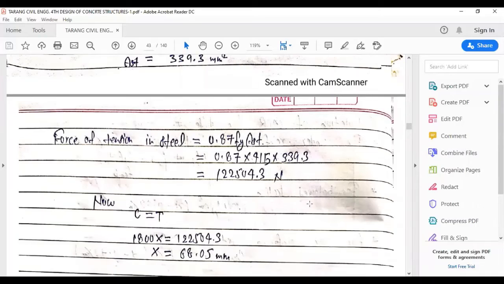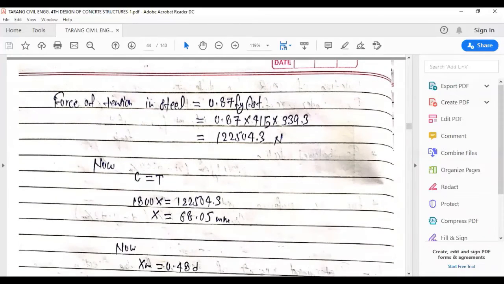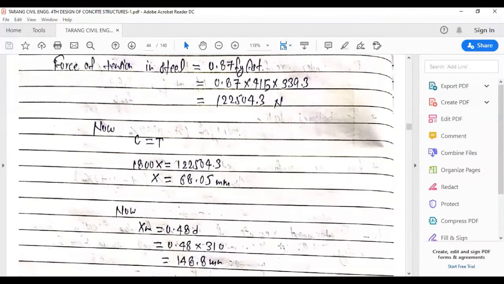And since we discussed it in the analysis part that for equilibrium, compression force should be equal to tensile force. So equating C and T, as you can see here. So 1800x is equal to 122,504.3. So it gives the value of x as 68.05 mm. So it means that our neutral axis lies at 68.025 mm.